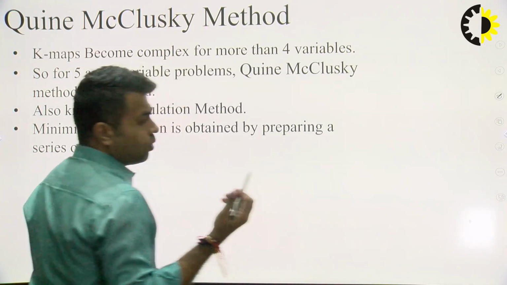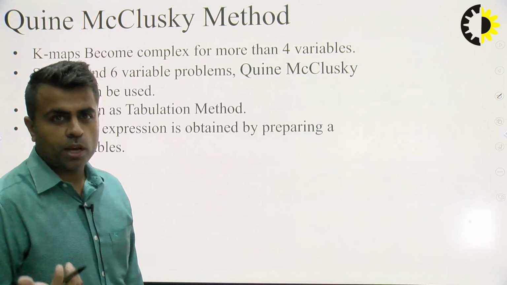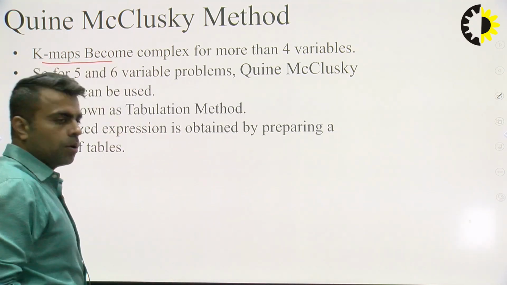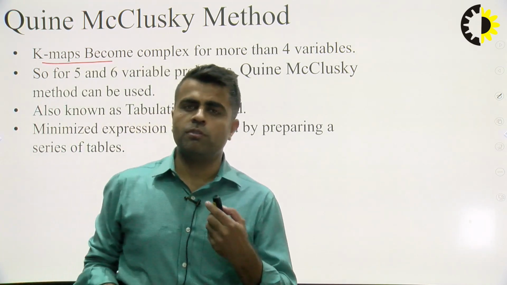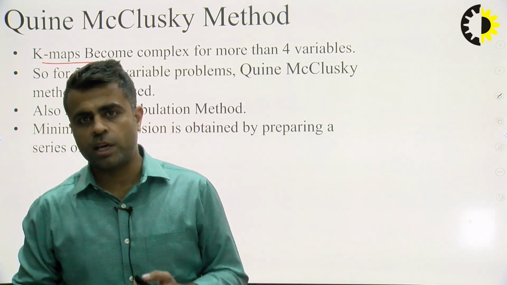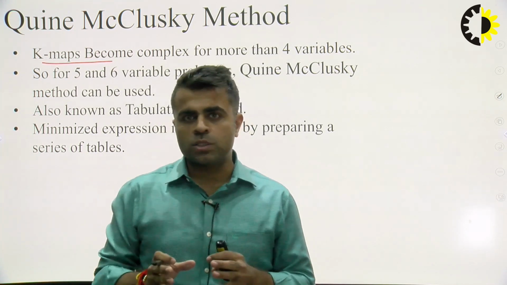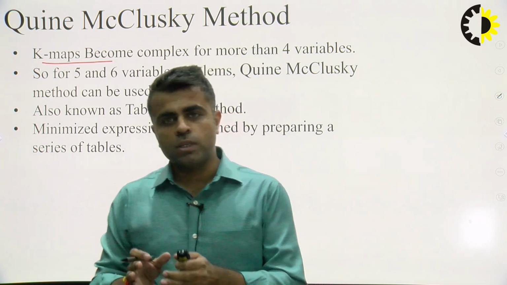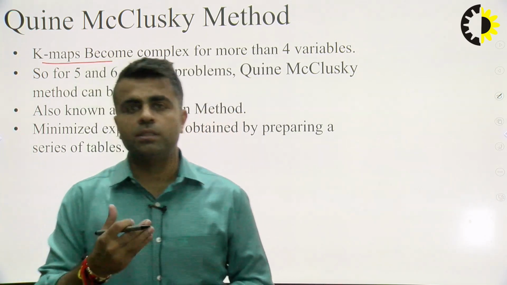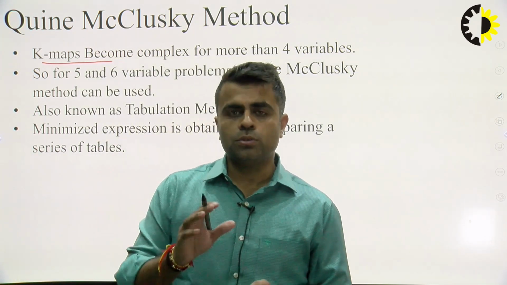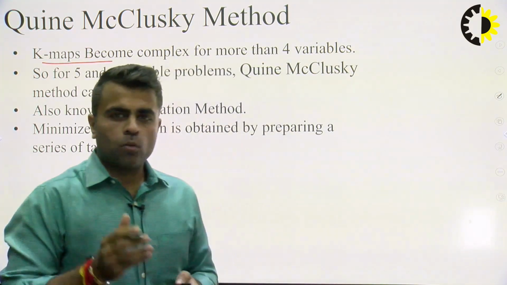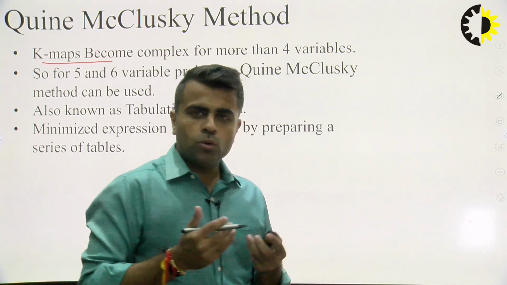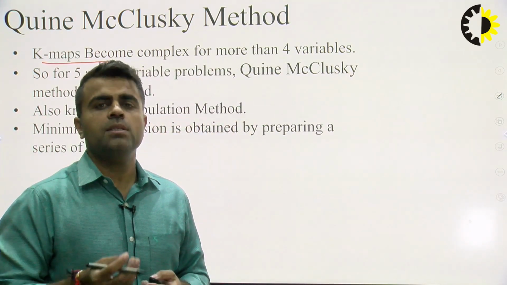So why are we opting for the tabulation method or Quine McClusky method? Because we have observed that K-maps become complex for more than 4 variables. When we were solving 5 variable or 6 variable K-maps, the grouping patterns were becoming very complex. It is quite hard to prepare the layout for 5 and 6 variable K-maps, and the grouping patterns are also slightly complex. To avoid that, we can opt for the tabulation method, which is although a lengthier method but a systematic one.